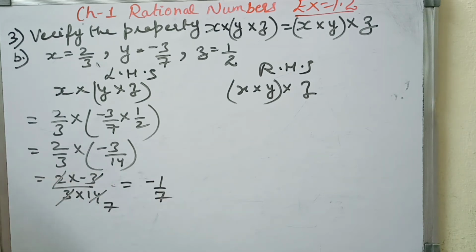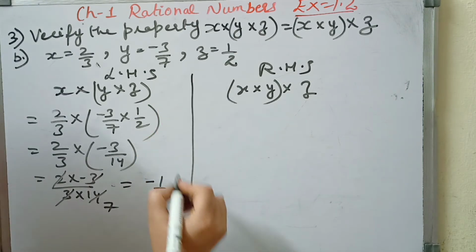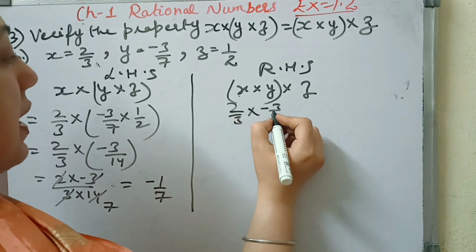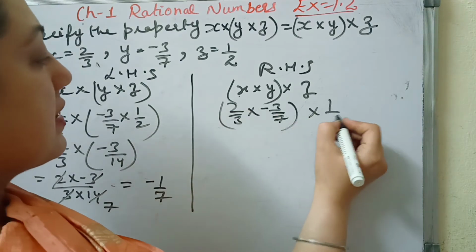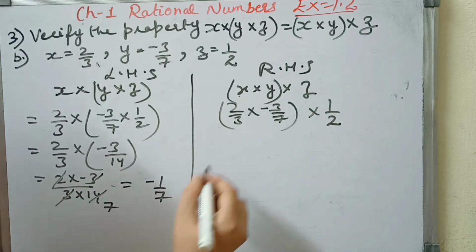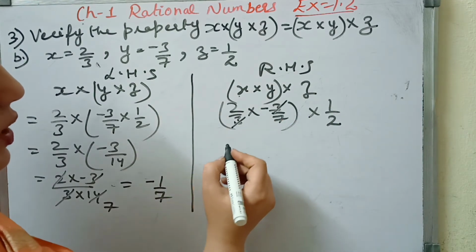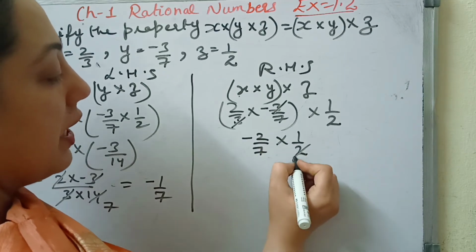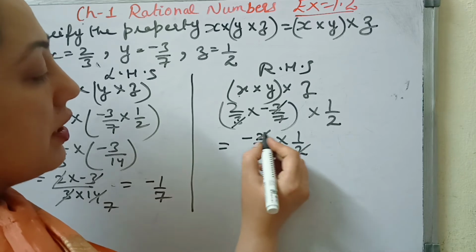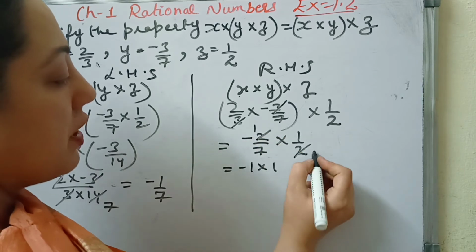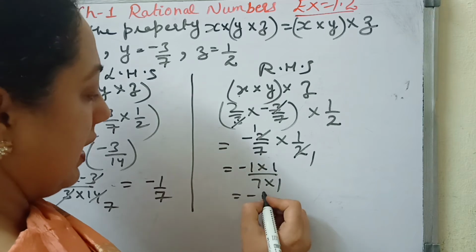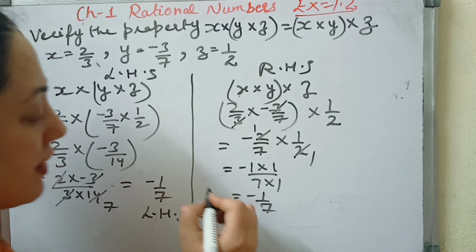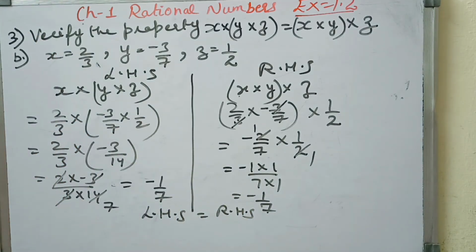Right? On another side, when I put the values x equal to 2 over 3 and y is minus 3 over 7 and z is 1 over 2. Now do the calculation in the bracket first of all. 3 cancels out with 3. We will get minus 2 over 7 into 1 over 2. Again 2 cancels out with 2. Minus 1 into 1 and here 7 into 1. I will get minus 1 over 7. Left hand side equal to right hand side. Hence this property is verified.